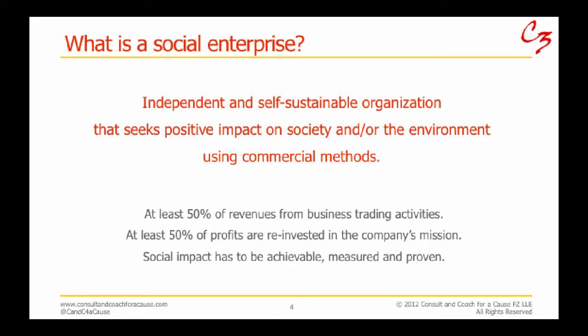So what is a social enterprise? A social enterprise is an organization that embeds a social or environmental mission into its core strategy and business model. Social enterprises are independent and self-sustainable. More than half of their proceeds need to come from commercial activities, and more than half of their profits get reinvested in their social mission. Their social or environmental impact needs to be proven and sizable.